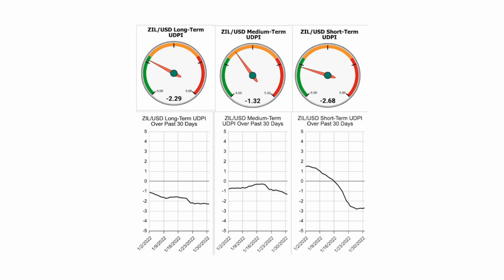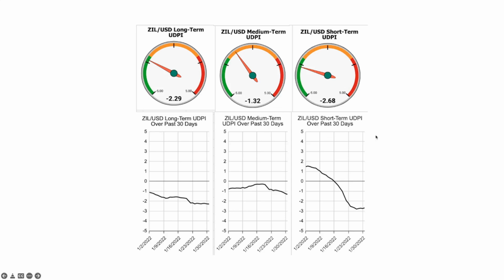The thing that I want to point out to you here that I think is important is that we have a kind of unusual situation here up on the charts, which is that the short-term UDPI is more extended to the downside than either the medium or the long-term are. And that's something that just doesn't happen that often. And when it does happen, it tends to happen at interesting times. And I want to show you what I mean by that.